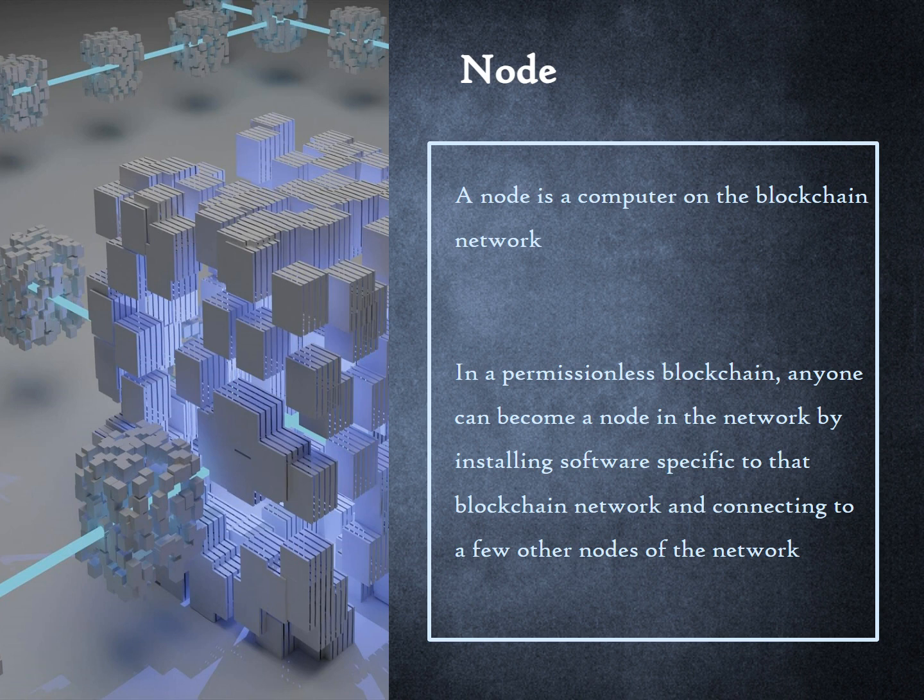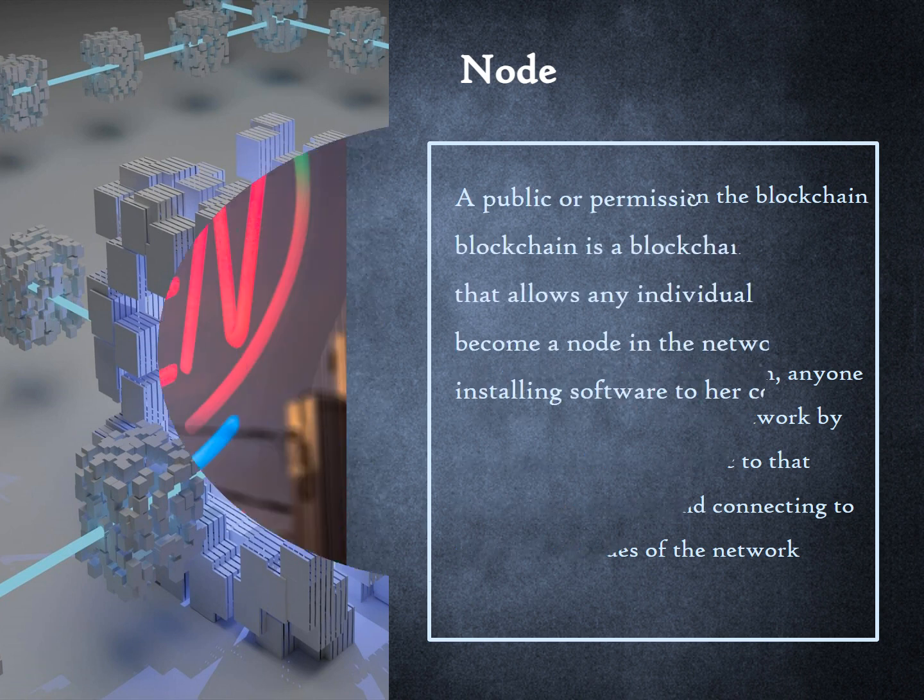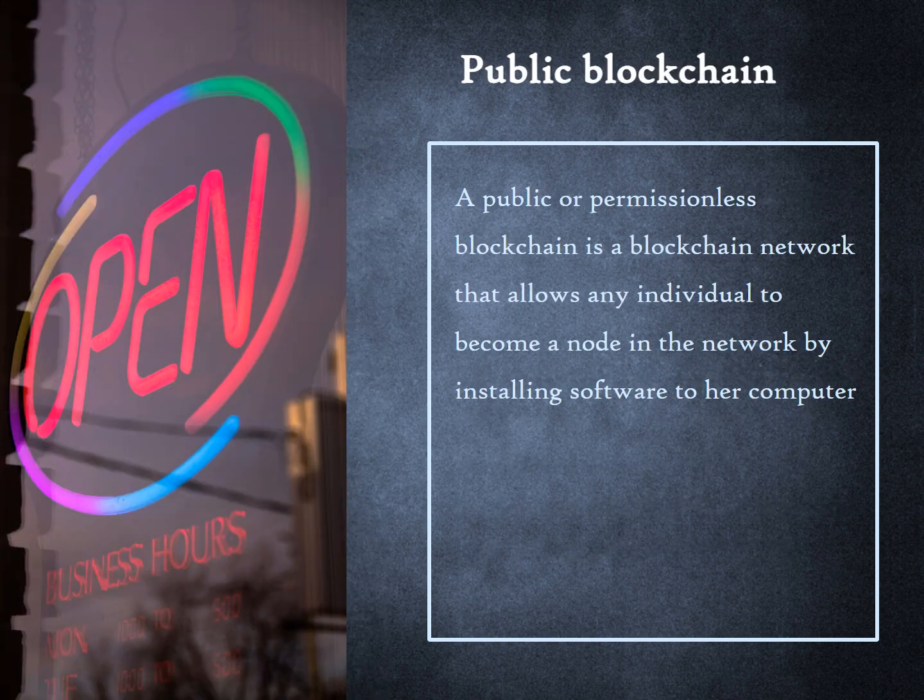In a permissionless blockchain, anyone can become a node in the network by installing software specific to that blockchain network and connecting to a few other nodes of the network. A public or permissionless blockchain is a blockchain network that allows any individual to become a node in the network by installing software to her computer. The blockchain, in its original vision, was conceived as permissionless.